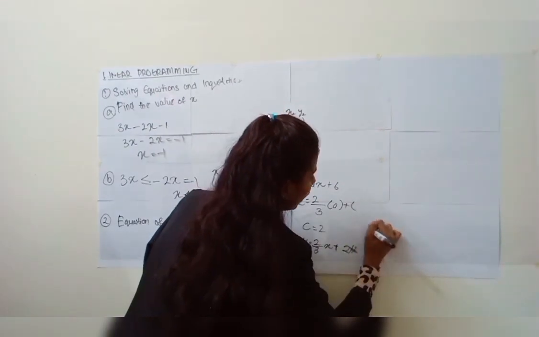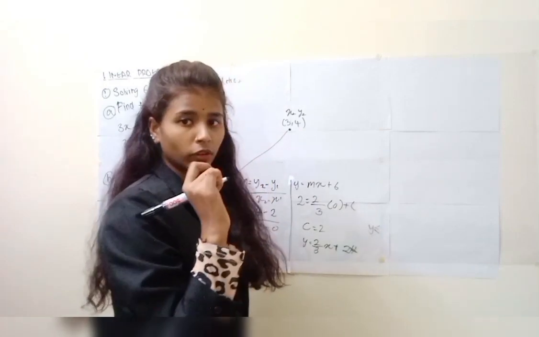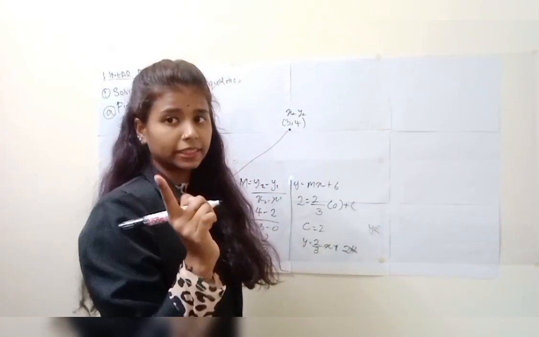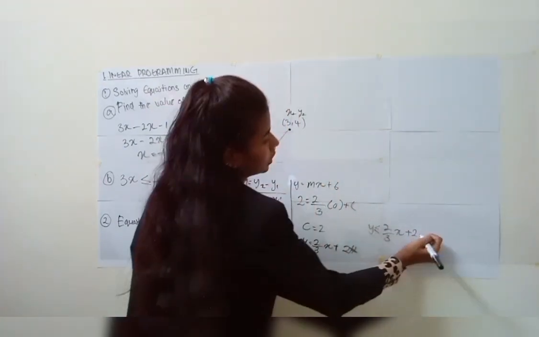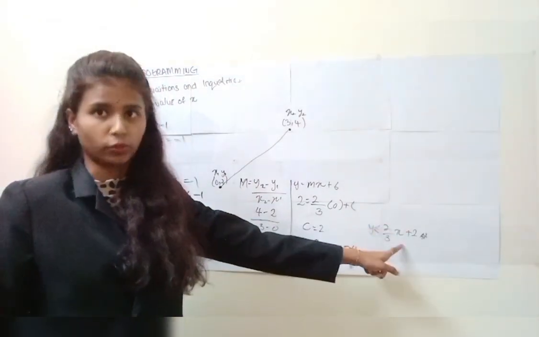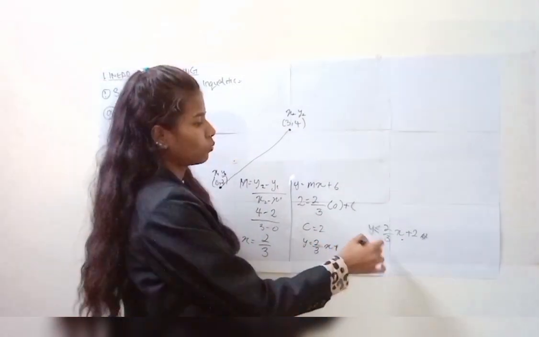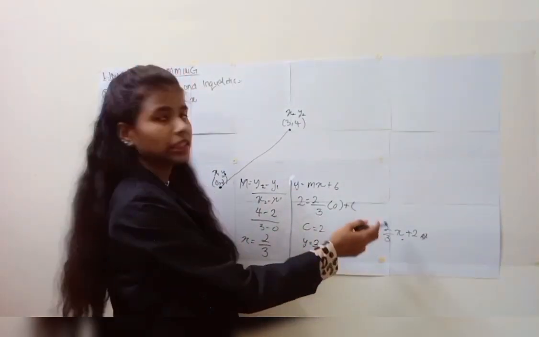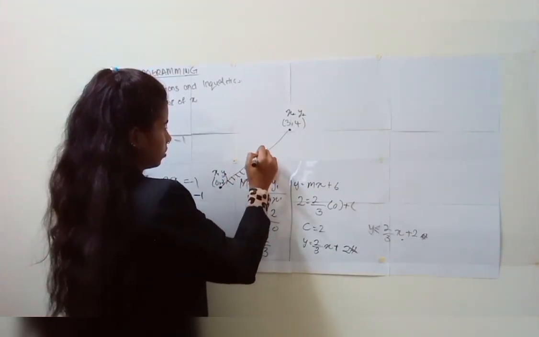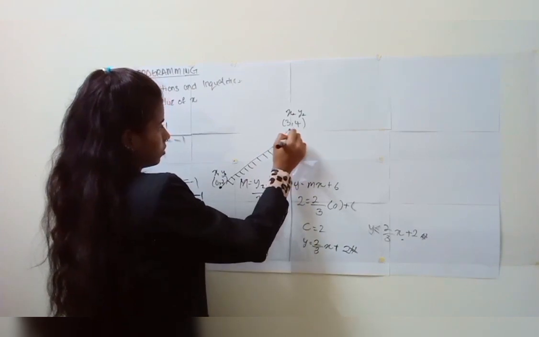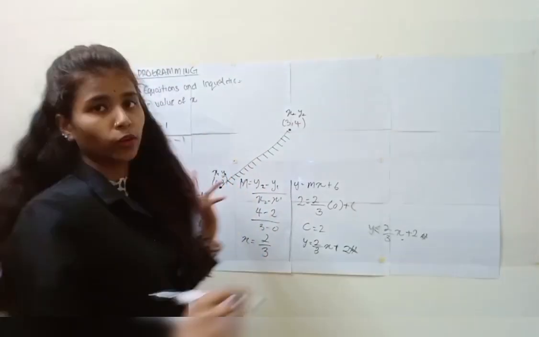So y less than 2 out of 3 plus 2, I also confused. So this is the last answer for this question. Now I plot the graph, which is y less than 2 divided by 3x plus 2. The solution finished, ready for second topic.